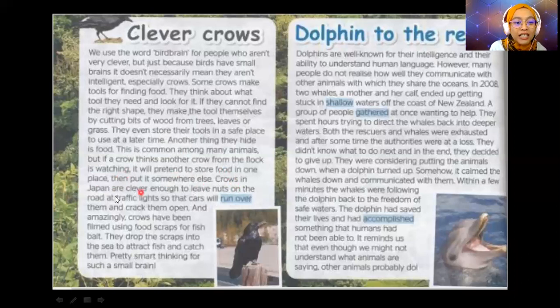Okay, crows in Japan are clever enough. Crows dekat Jepun sangat clever, cukup-cukup bijak to leave nuts on the road at traffic lights so that cars will run over them. Can you imagine this?